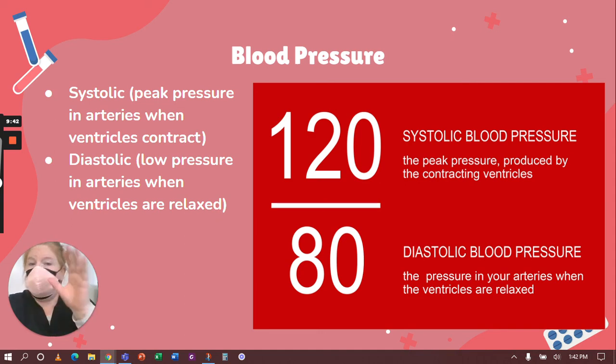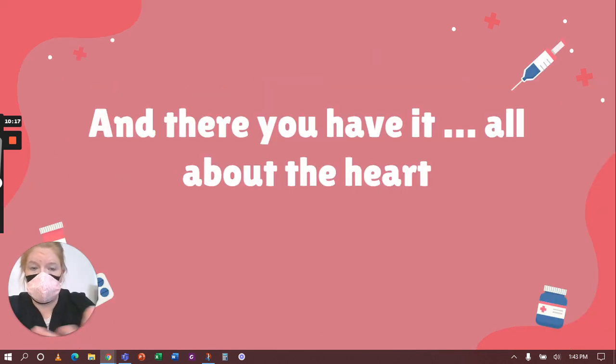Now, a lot of things can change your blood pressure, but you don't want it elevated too high. Not only is it stressful on your heart, it's also stressful on your arteries and can cause a lot of other issues. Systolic on the top is during contraction, because remember, systole means contraction. The bottom number is diastolic, because diastole means relaxation. So top number, maximum pressure; bottom number, least pressure. And there you have it, all about the heart.